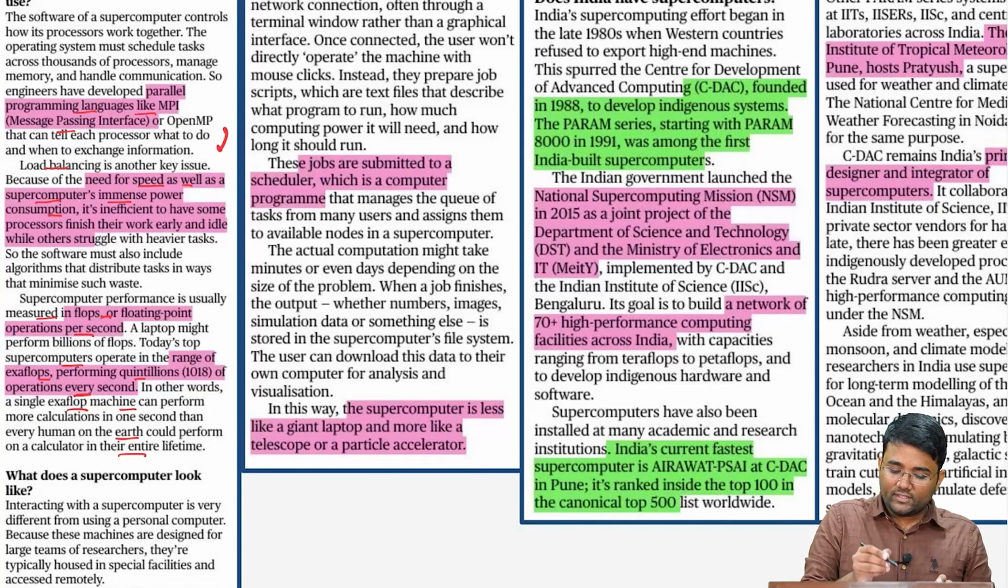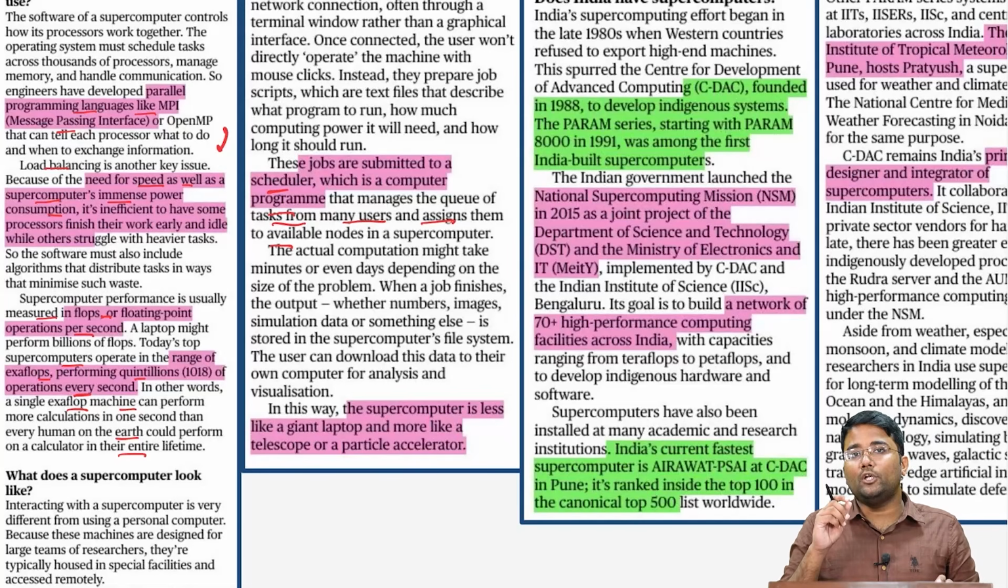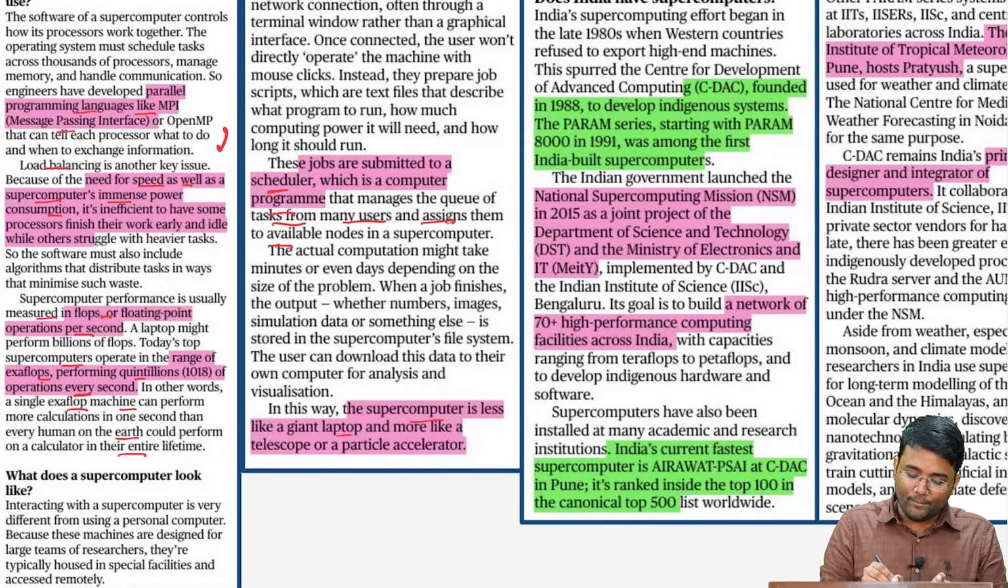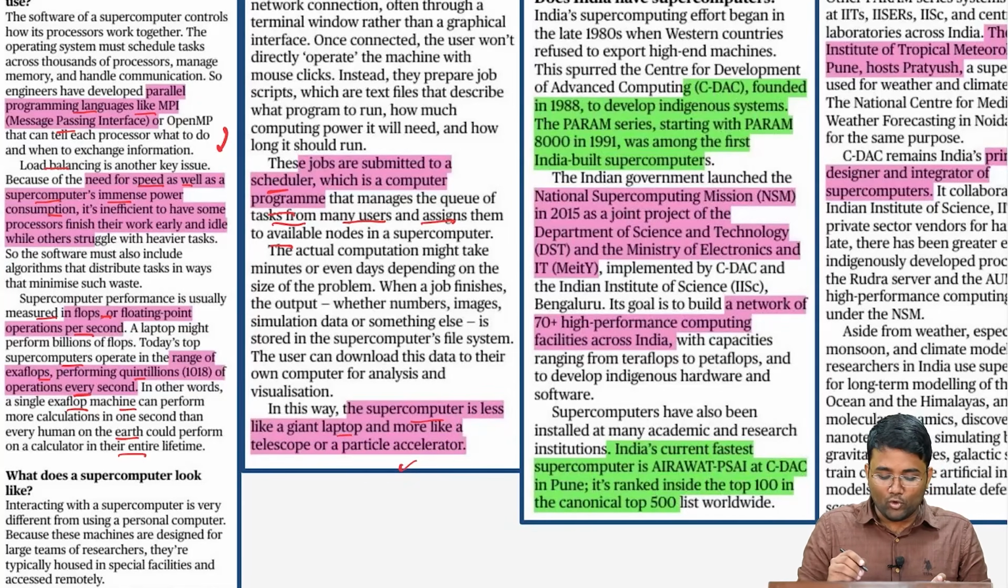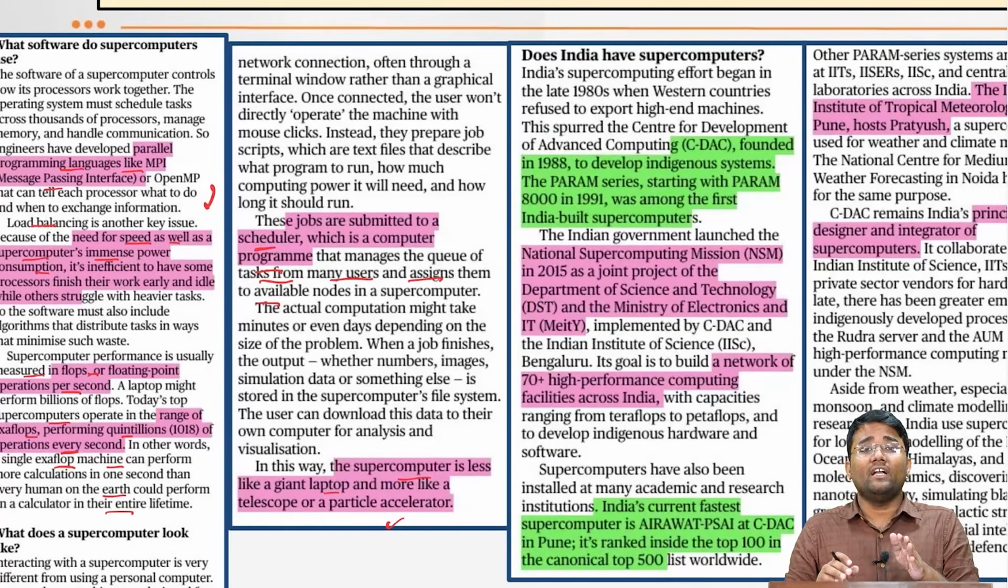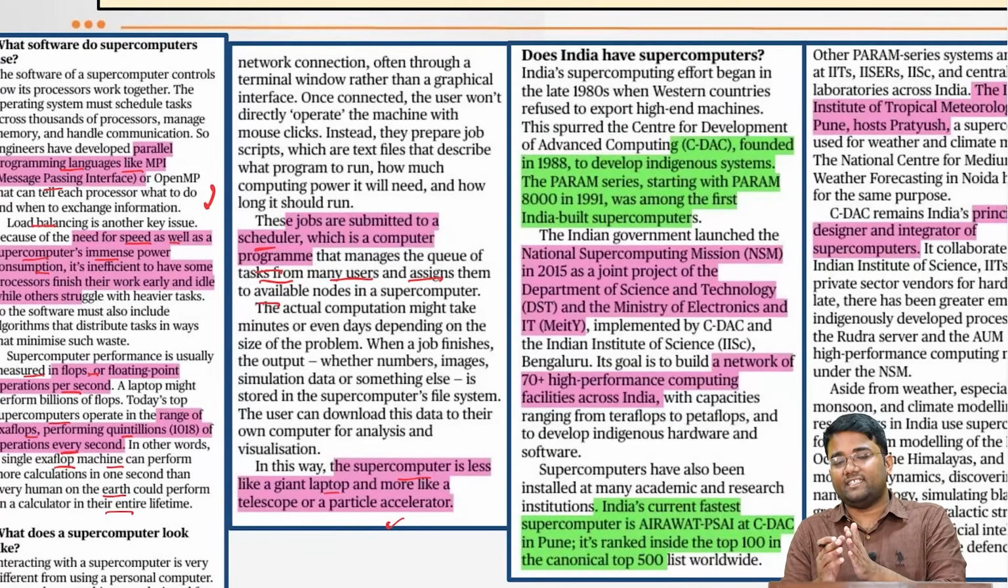Also, in these computers there is a scheduler, which is a computer program that manages the queue of tasks from many users and assigns them to the available nodes in the supercomputer. Nodes are the compilations of those processes. Also, the supercomputer is less like a giant laptop and more like a telescope or particle accelerator, helping in improving decision making, faster decision making.